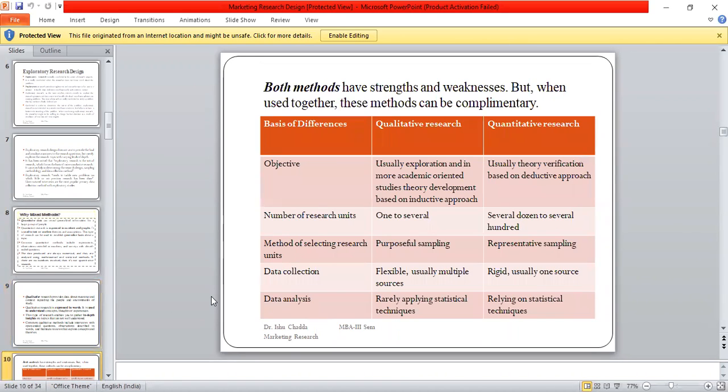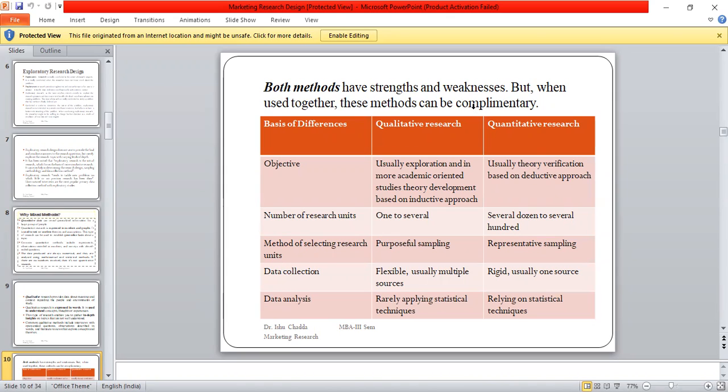Both methods have some strengths and weaknesses, and they can be used complementarily. In one study, you can follow both of these methods. You can use a mixed approach of these two methods, but these methods have some differences. Let's discuss that. Number one is the objective.